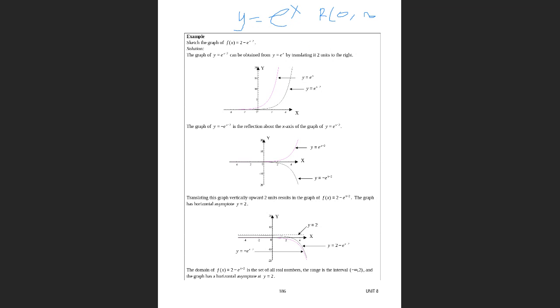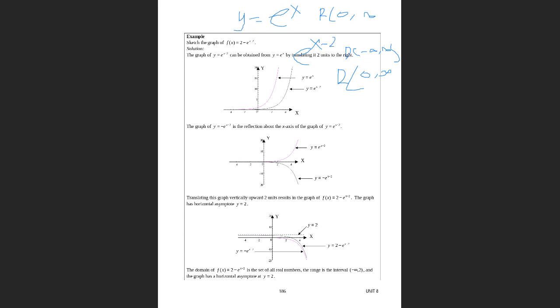So even if the graph is like this, e exponent x minus 2, your domain still remains the same, from negative infinity to positive infinity. But your range, you simply look at the number here, your asymptote is still 0. The number here is still positive. So it's still going to be from the asymptote 0 to positive infinity.